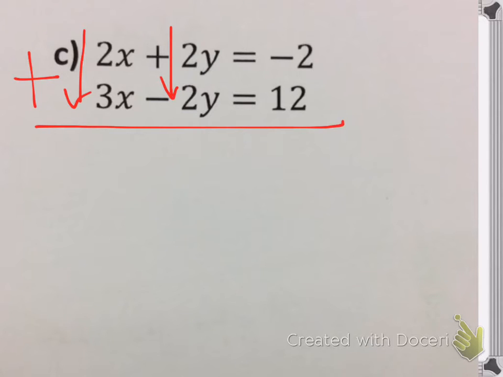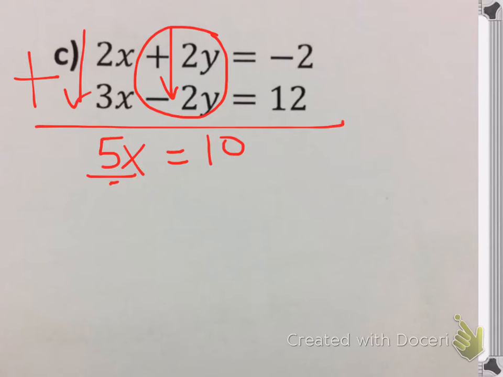So I have 2x plus 3x, which is 5x. I have positive 2y and a negative 2y, which cancel each other out. And then on the other side, -2 plus 12, which is positive 10. Divide both sides by 5, and I get x equals 2.